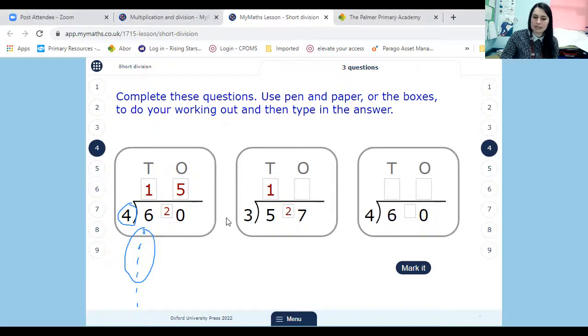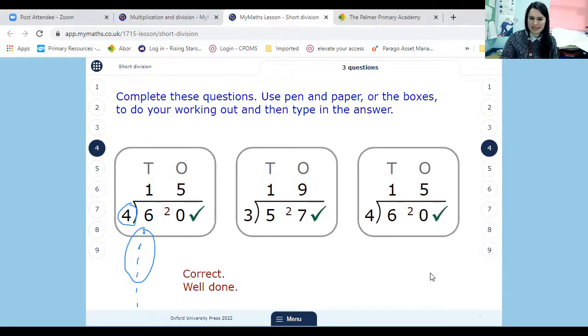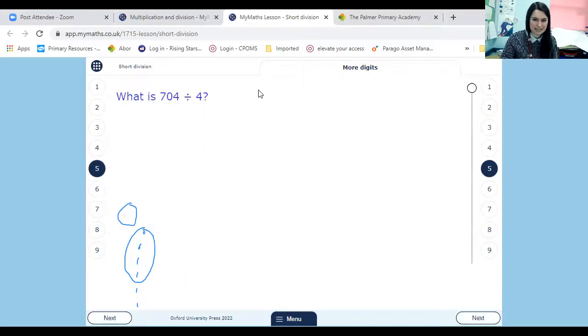Now 3 into 27. 3, 6, 9, 12, 15, 18, 21, 24, 27. That's 9 groups. Okay, try this one on your own if you haven't already paused. 4 into 6 goes 1 time, remainder 2, and then 4 into 20 goes 5 times. We had the same question twice there. Good practice.